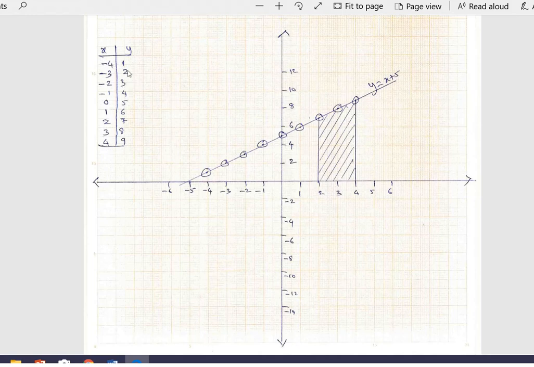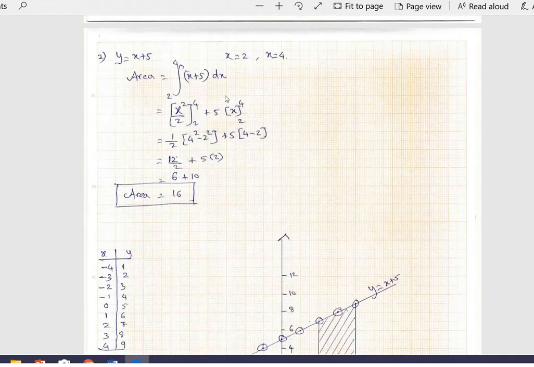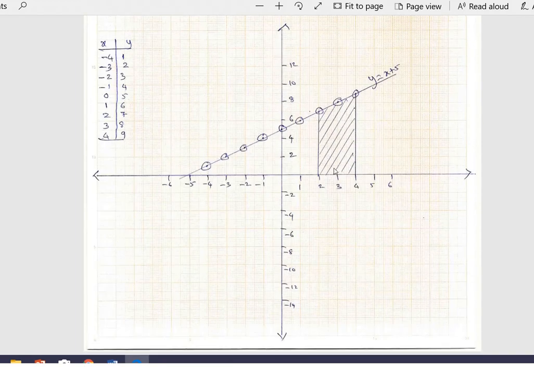Plot all the values. Minus 4 it's 1, and minus 3 it's 2, minus 2 it's 3, and then minus 1 is 4. For 0 it is 5. So this is a line. Just connect the points with the help of a ruler, and then shade the portion between 2 to 4, because the range is given as 2 to 4. So I've shaded the portion, and this is the area under the curve for the given function y is equal to x plus 5. So this is the way you have to solve the topic.